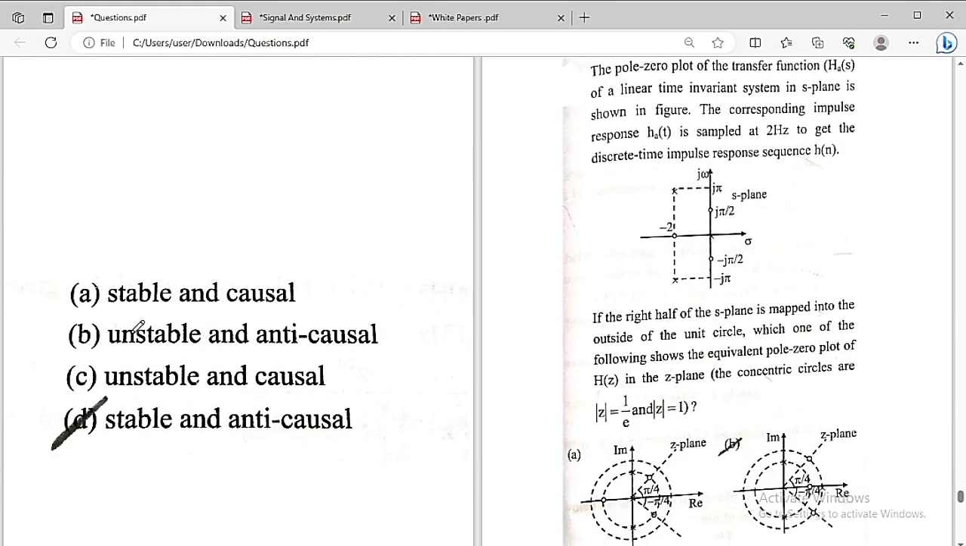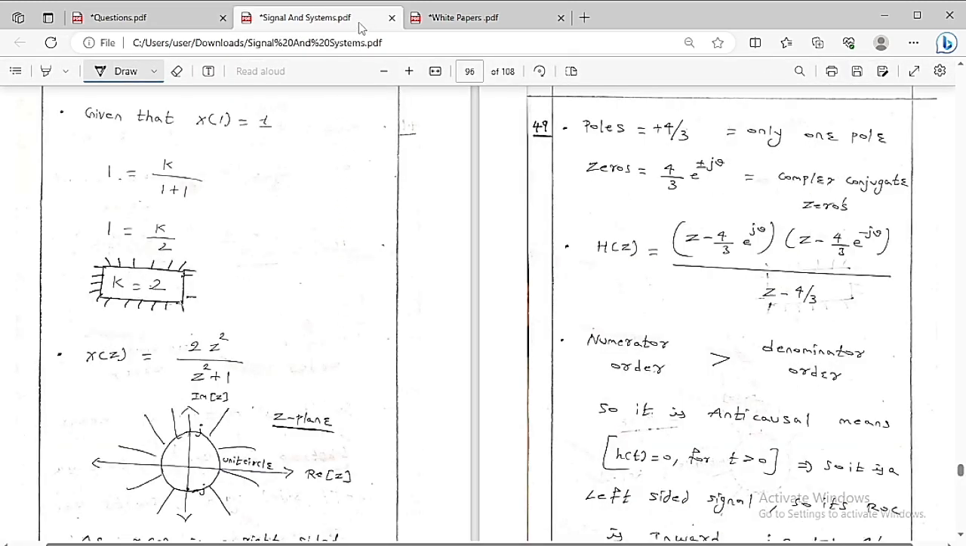They have given the options: option A is stable and causal, option B unstable and anti-causal, option C unstable and causal, and option D stable and anti-causal. Of the four options, option D, stable and anti-causal, is the correct solution of this question. So let's solve this numerical.